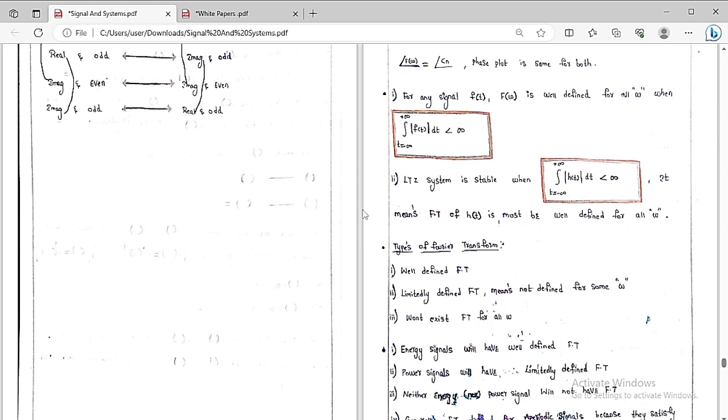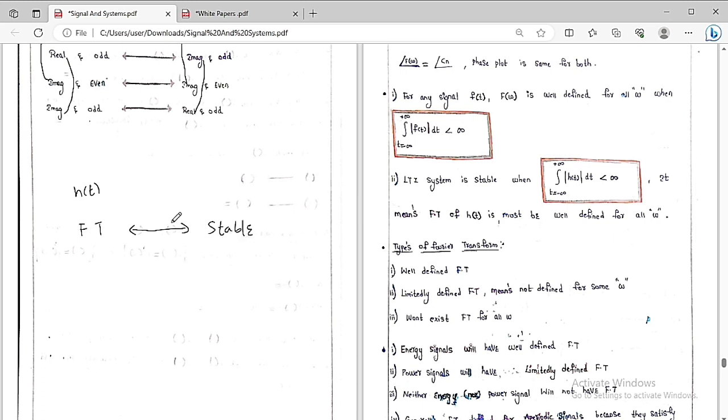Similarly, if it is absolutely integrable, it means the signal is an energy signal. So if it is an energy signal, then definitely we can say the Fourier transform is also going to exist. I already told you this. So whenever the Fourier transform is going to exist, by default the system is said to be stable. So suppose for h(t) the Fourier transform exists, then by default the LTI system is said to be stable.